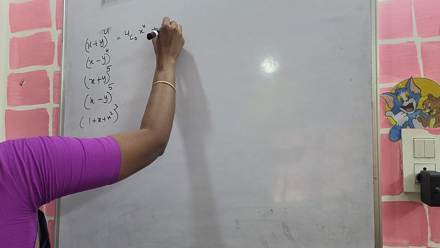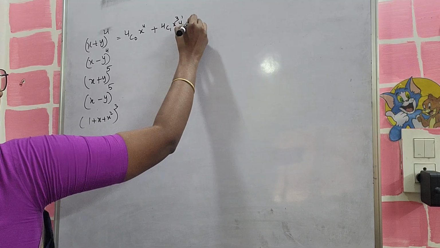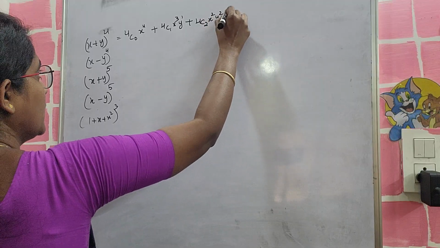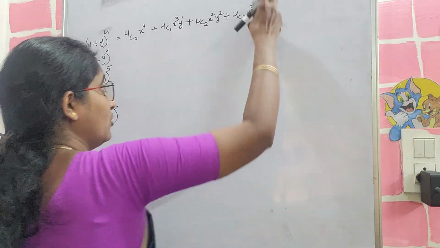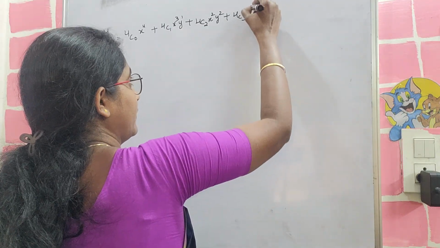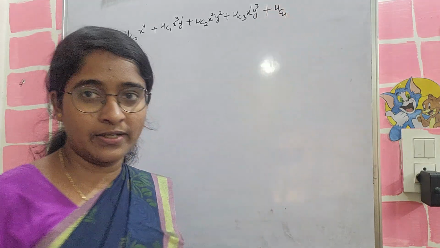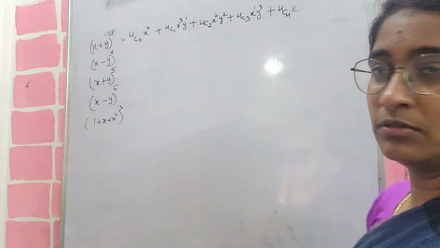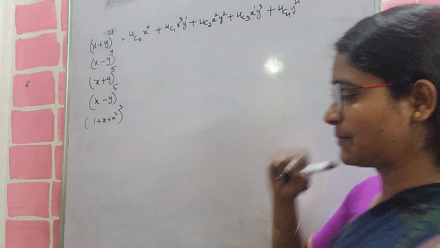Then plus 4c1 x power of 3 y power of 1, plus 4c2 x power of 2 y power of 2, plus 4c3 x power of 1, yes, then y power of 3. The next, last, 4c4 is the last one, right? It's increasing. Then x power of 0, which is 1, so I need to write it here, then y power of 4. That is your expansion.